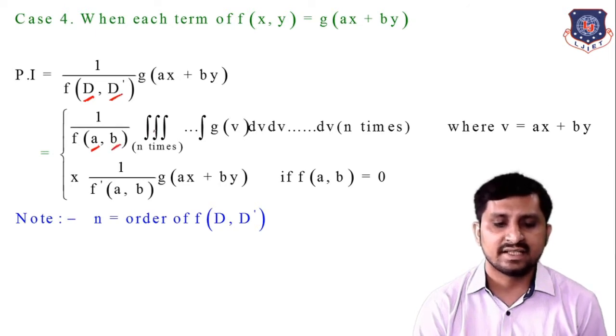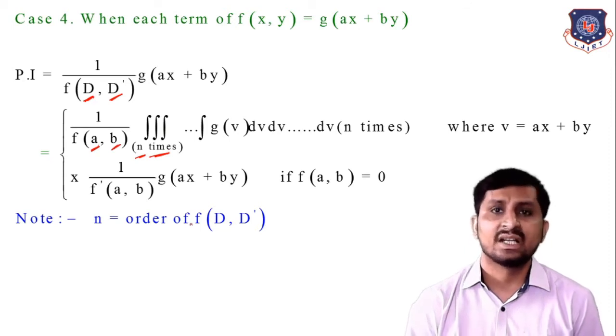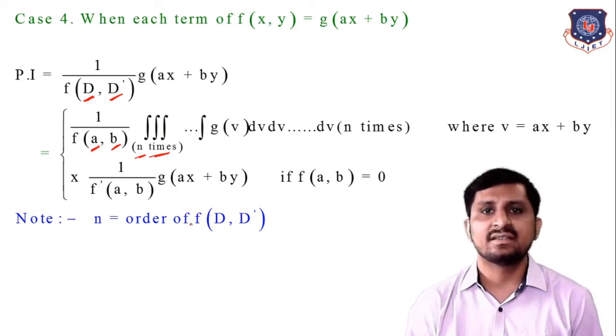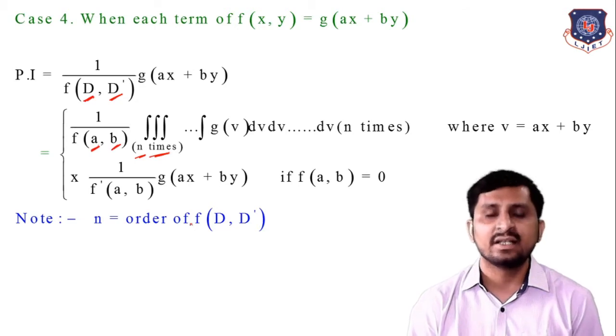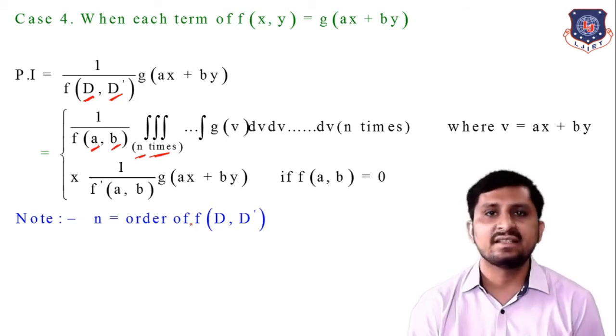Now, you can see that there are multiple integrations, n times. Now, what is the meaning of n times? That means n is nothing but the order of f of D, D dash. Suppose your equation is in this form like D square, D D dash, D dash square. So what is your order? n is equal to 2. So you have to integrate 2 times.